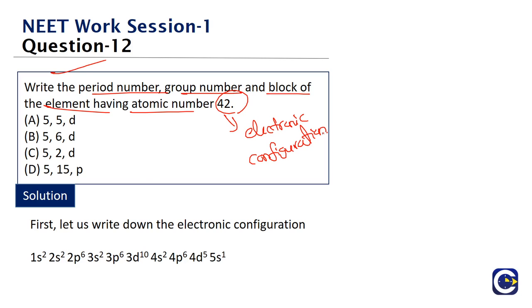If you write the electronic configuration, we have 42 electrons. What is it? 1s2, 2s2, 2p6, 3s2, 3p6.